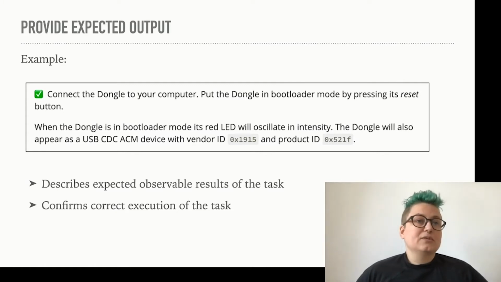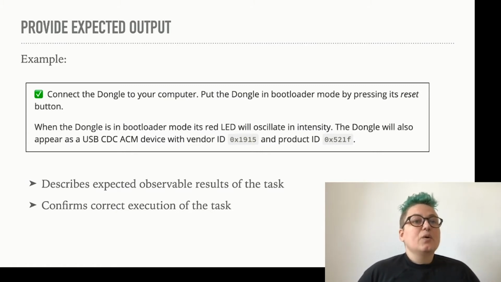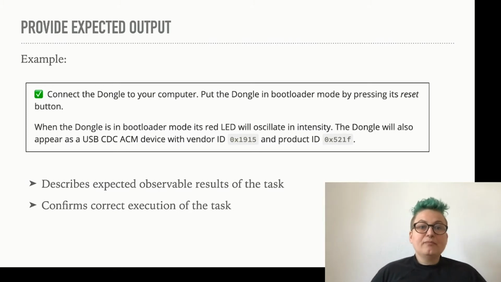Here we have another example. The action we ask the user to take is: connect the dongle to your computer. Put the dongle in bootloader mode by pressing its reset button. The expected output or result: when the dongle is in bootloader mode, its red LED will oscillate in intensity. The dongle will also appear as a USB CDC ACM device with a vendor ID and a product ID.